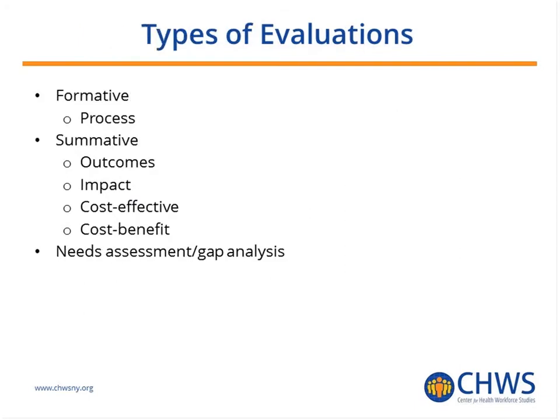So let's move on and think about the types of evaluation. We're going to go through each of these individually, but there are some distinctions. There's a formative evaluation, which is really a process evaluation. And then there are summative evaluations, those evaluations that look at outcomes, impact, cost effectiveness, or cost benefit. And evaluations can and often are kind of a mixed bag of these things. So they could have some elements of a process evaluation along with elements of an outcome or cost effectiveness evaluation.